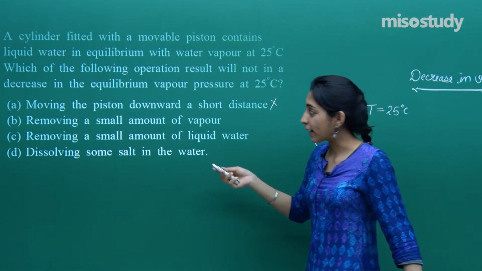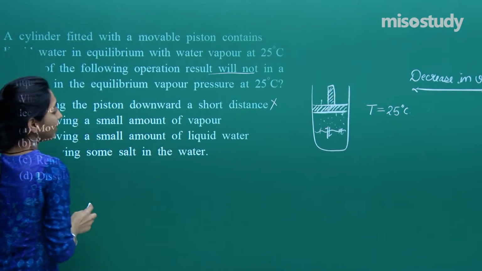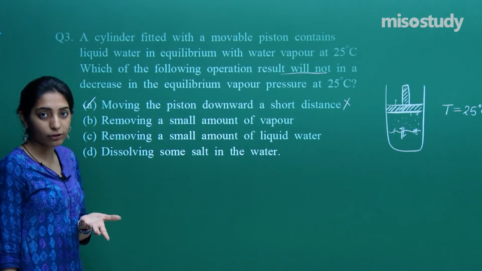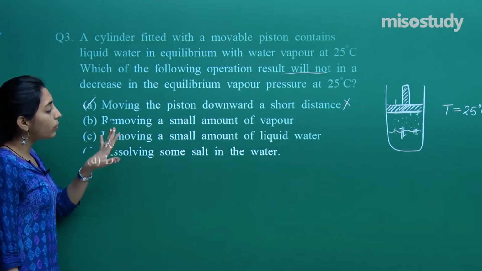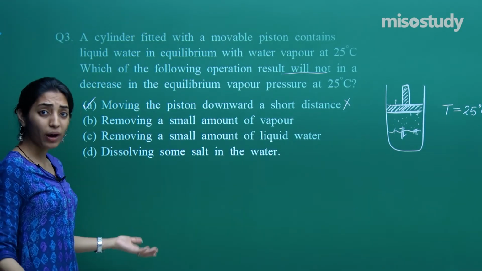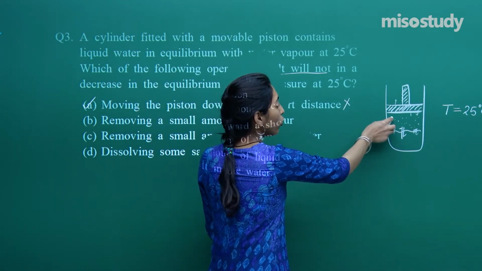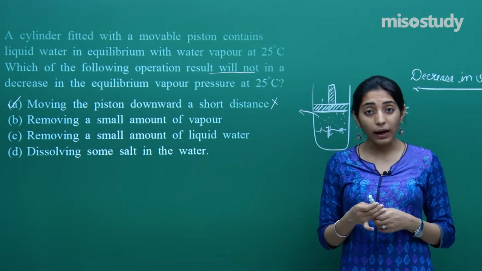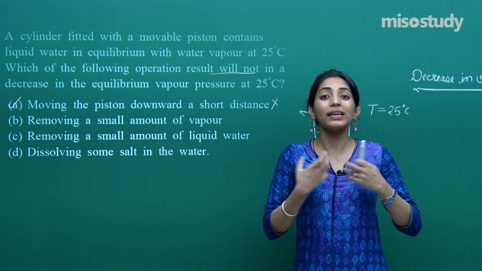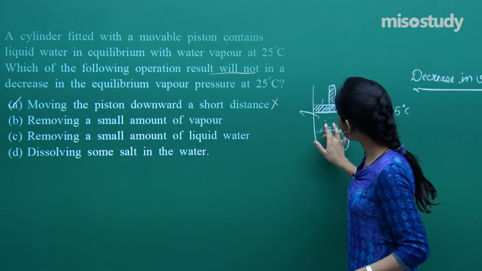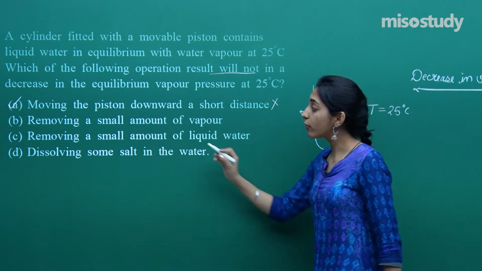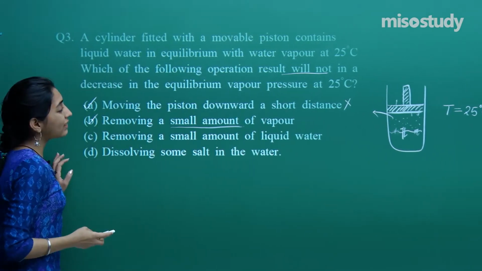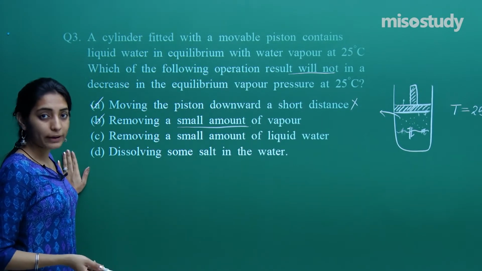So this will be a correct option because we have to say which will not result in a decrease in vapor pressure. So A will not result in a decrease in the vapor pressure. Option B says removing a small amount of vapors. So again you have to apply Le Chatelier's principle. If you remove a small amount of vapors, then I agree that the vapor pressure should decrease. But at the same time equilibrium would want to re-establish itself. So more vapors will be created and vapor pressure will increase. Therefore removing a small amount of vapor will again not result in a decrease in the equilibrium vapor pressure.